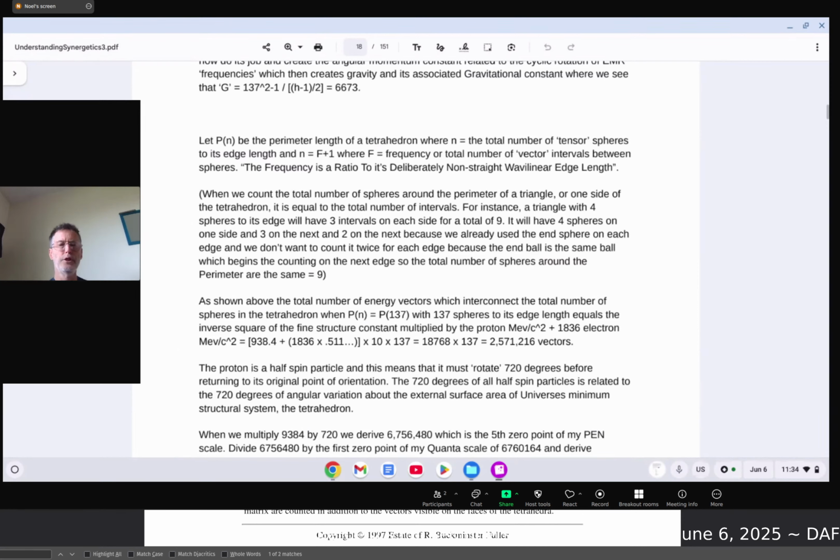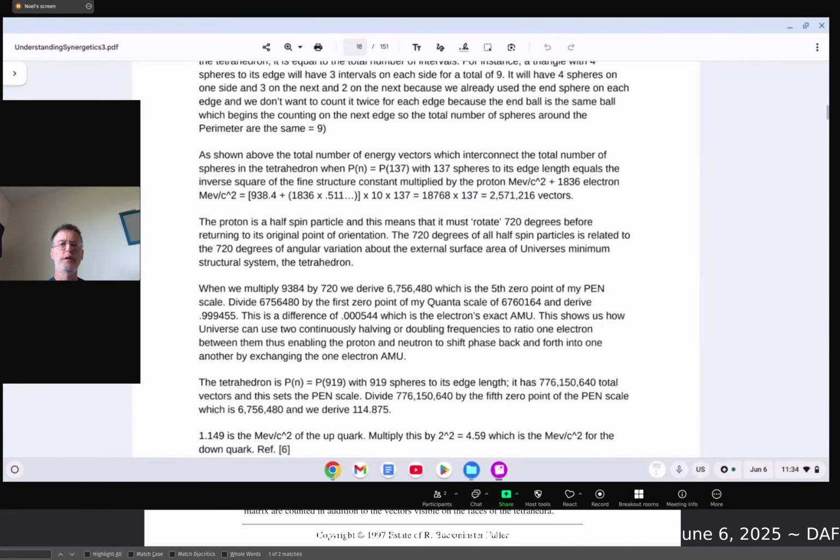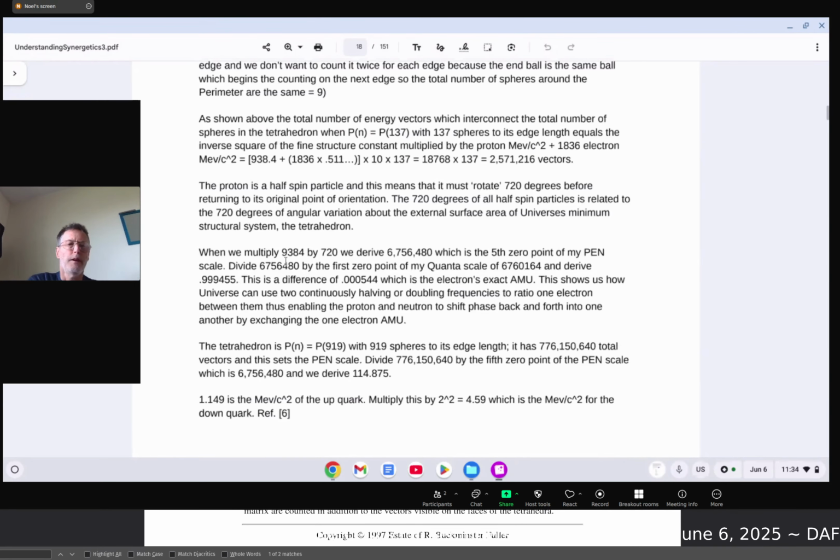So the three scales then enable this different process wherein if I multiply that 9384, the first zero point, by 720 degrees, the 720 is significant because that's the total number of angular variation on the external surface area of the tetrahedron.